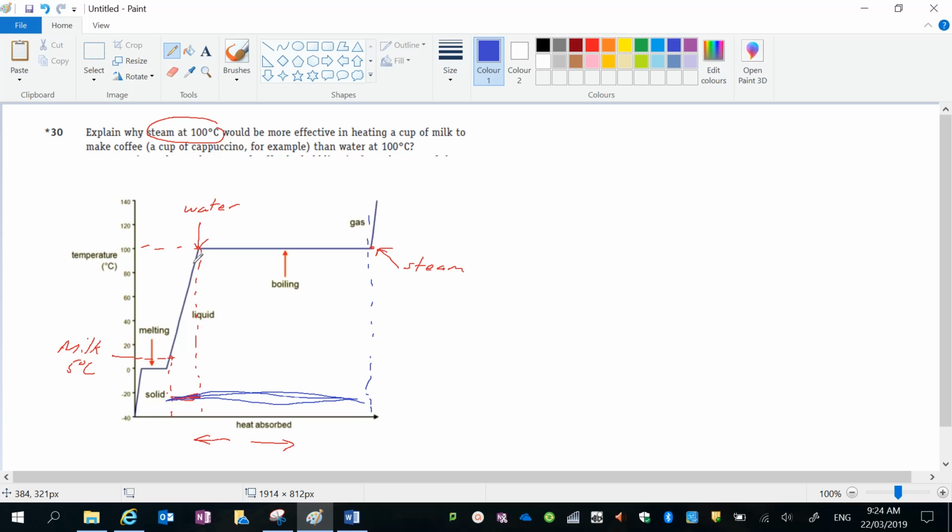Okay, it'll be much faster because you don't need nearly as much steam to heat the milk up. Because if 1 kilogram of water gives off that much energy, and 1 kilogram of steam gives off that much energy, well, clearly you need far less steam to do the job. Okay, so that's the reason.